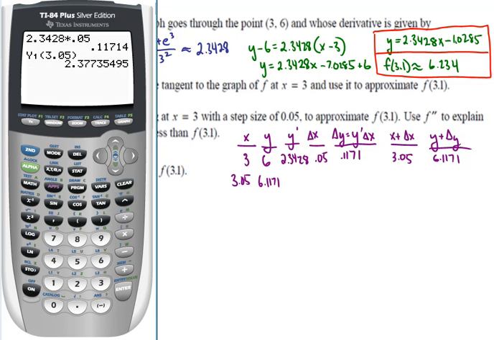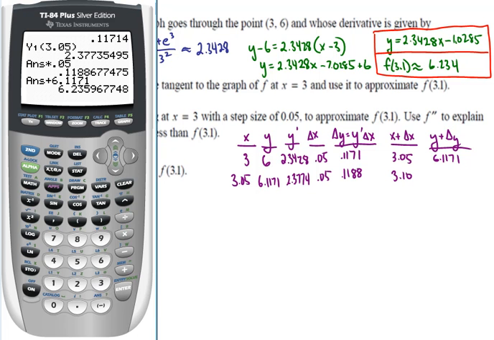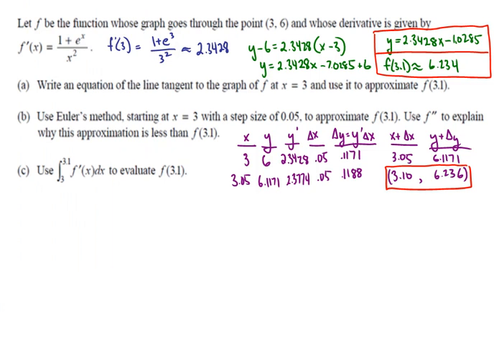That gives me 2.3774. Delta x is still 0.05. Now we're going to multiply that value times 0.05 to get the delta y of 0.1188. And now we're ready to add the x plus the delta x to give me 3.1, and the y plus the delta y, so I have y is 6.1171 plus 0.1188, and I just need to round that to three decimal places, so that'll be 6.236. And so that is my approximation using Euler's method for x equals 3.1.